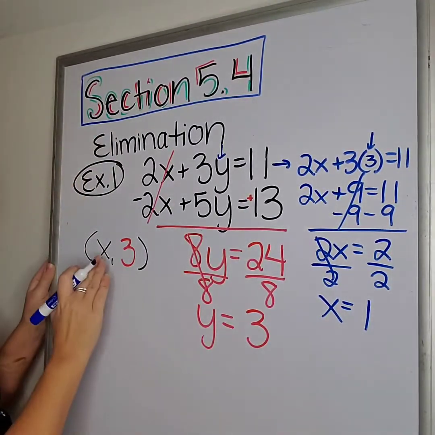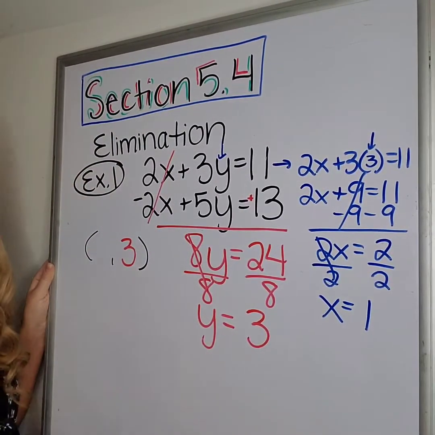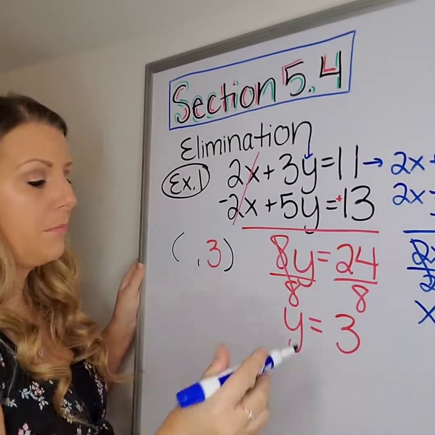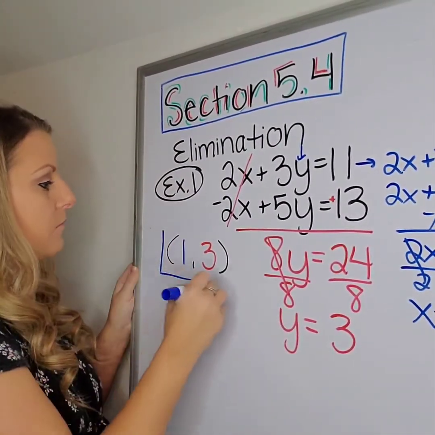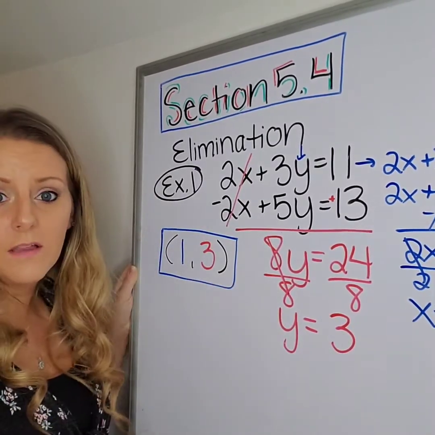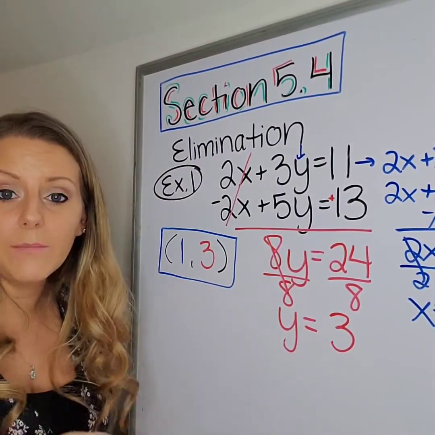So now you can come back here, erase your x, and you can replace it with the 1 because x is 1. So now this is where they cross. The lines cross at 1, 3.